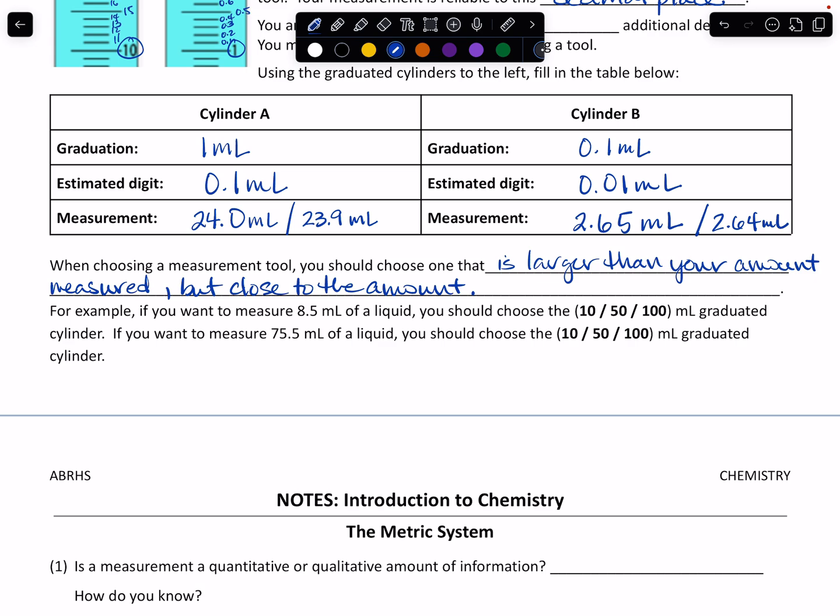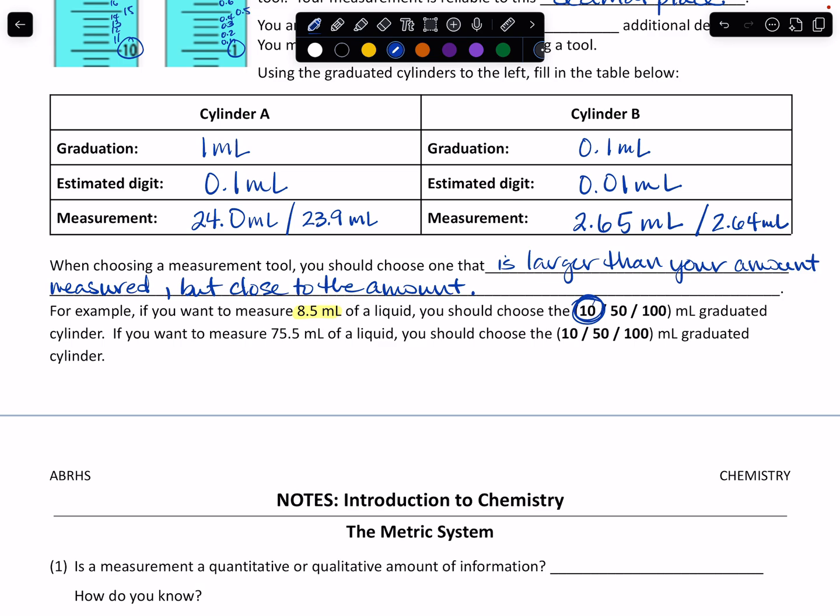All right. So what does that mean? All right. So if I want to measure 8.5 milliliters of a liquid, and I can choose between a 10 milliliter, a 50 milliliter, or 100 milliliter graduated cylinder, I'm going to choose that 10 milliliter cylinder because it's greater than my 8.5 volume, but not too much. So I'm going to get the most accuracy by choosing the tool that is closest to what I'm trying to measure.